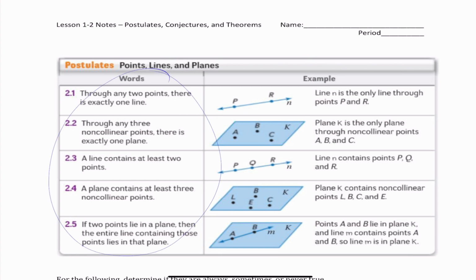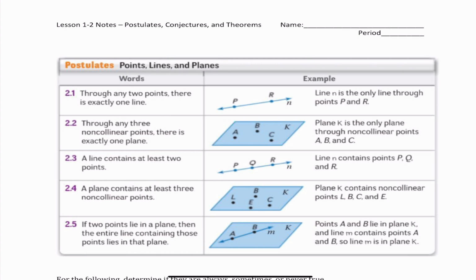Through any 2 points, there is exactly one line. Through any 3 non-collinear points, there is exactly one plane. A line contains at least 2 points. A plane contains at least 3 non-collinear points. Or if 2 points lie in a plane, then the entire line containing those points lies in that plane.